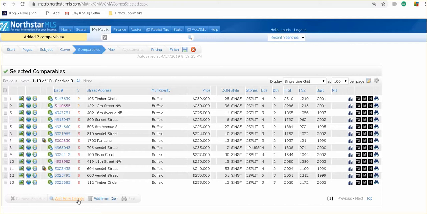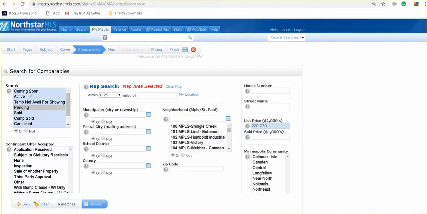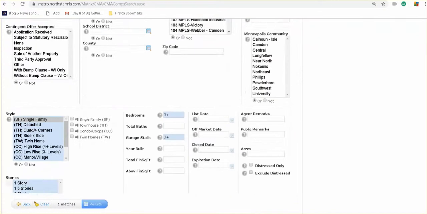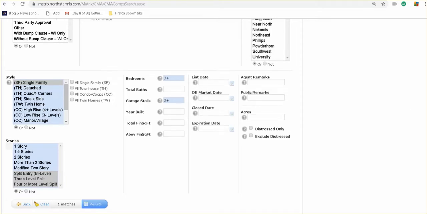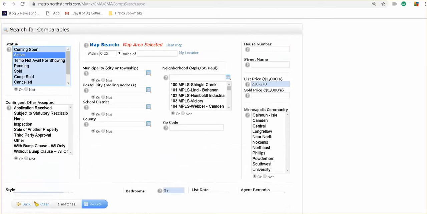Now, if I wanted to, I could go and look what's active. So I've got my 2 pendings here, all the rest sold. So I'm going to go to add from listings, and I'm going to go to active. And this will cover much of what I've already changed my stats to, as far as taking out the close date and moving it to list price. I've only got 1 match.